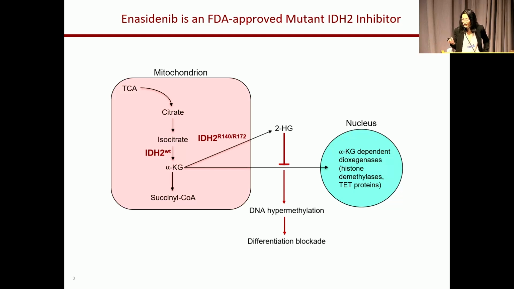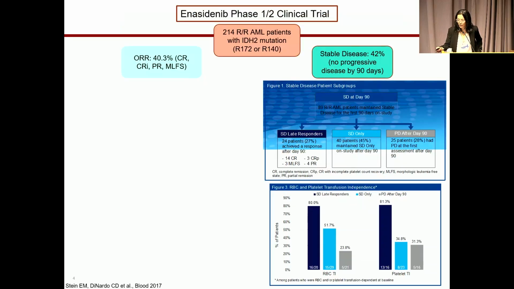The IDH2 mutant enzyme, however, does not allow alpha-ketoglutarate to be made. It makes an alternate metabolite instead, named 2-hydroxyglutarate, 2-HG, that stops this DNA demethylation process, which then leads to a progenitor differentiation block and initiation of blast proliferation. And so, of course, Enasidenib was an intelligently designed IDH2 mutant inhibitor, not allowing 2-HG to accumulate, decreasing the differentiation block, and then allowing neutrophils to be differentiated.